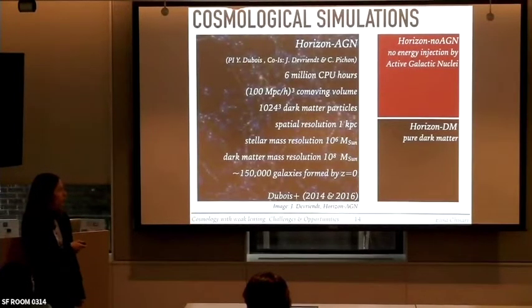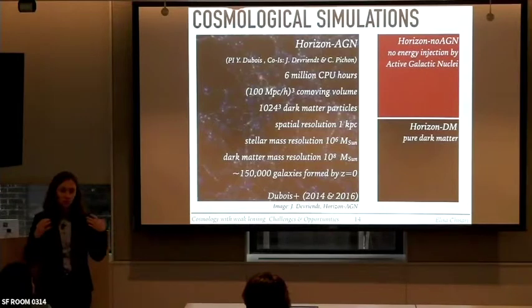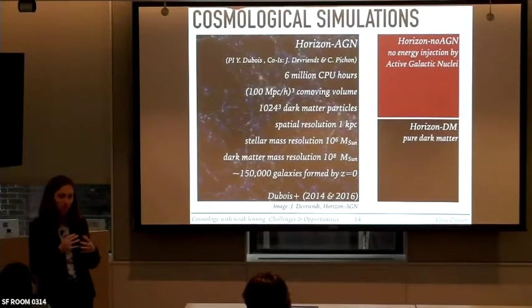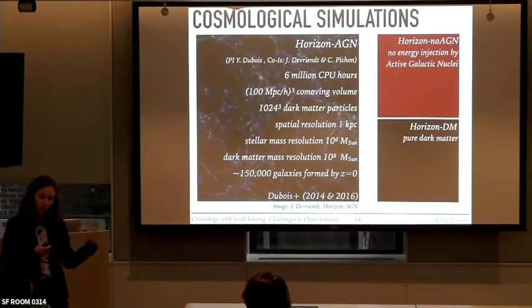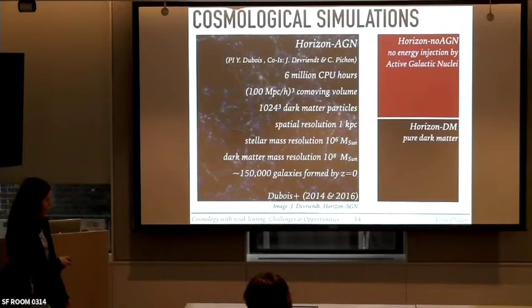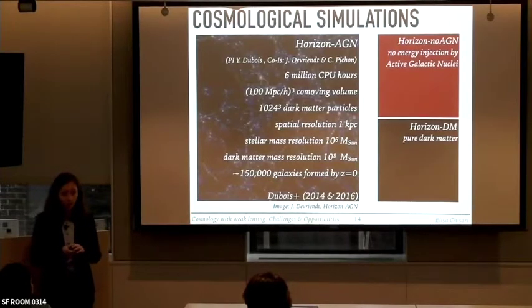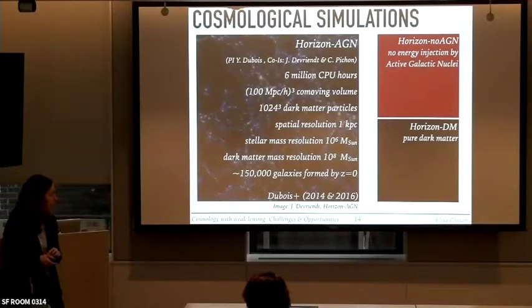So one of them is called Horizon No AGN. So this is very similar, has same volume, same initial conditions, but the only thing that changes is that there's no energy injection from the supermassive black holes in the center of the galaxies to their environment. Okay, so this is a process that we think can have an impact on the distribution of matter, and so this simulation isolates that impact by removing that specific process. And then we have a pure dark matter box where no galaxies are formed, so we're just modeling the gravity. And again, it has the same initial conditions, but no galaxy formation at all.